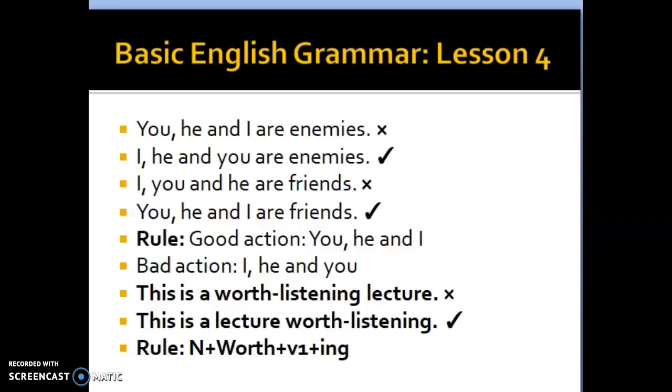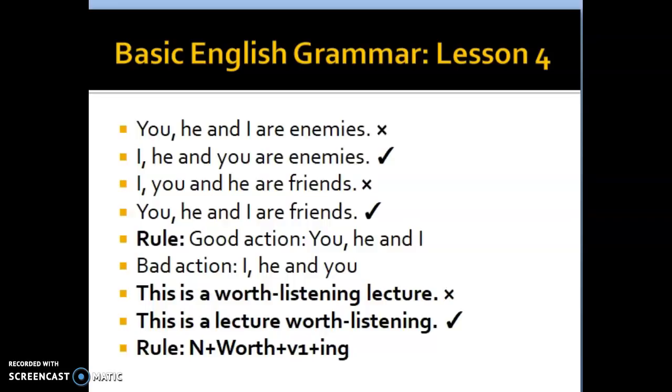In the first example, they are talking about something bad, okay? And in the second example, they are talking about something good. The rule is given below. Whenever a good action is done, the arrangement of pronoun will be like this: you, he and I, okay? He stands for any third person pronoun. And whenever something bad happens, a bad action is done, the arrangement of pronoun should be I, he and you, right? Please note it and memorize it for the exams.